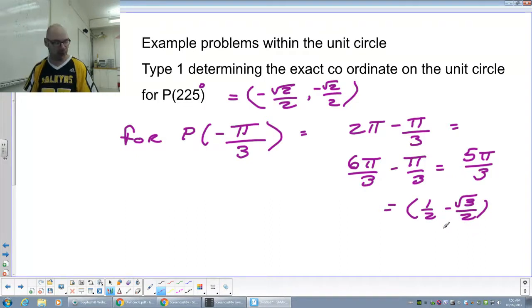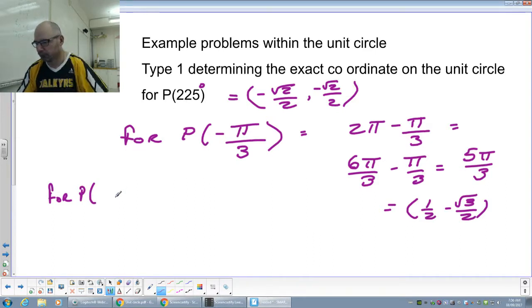Okay, so that's the first type of question. They might wrap it around there too. So they might say, we'll do one more. Let's say, let me just set my pen. There we go. Let's say for the point, let's wrap it around. Let's say it's 480 degrees.